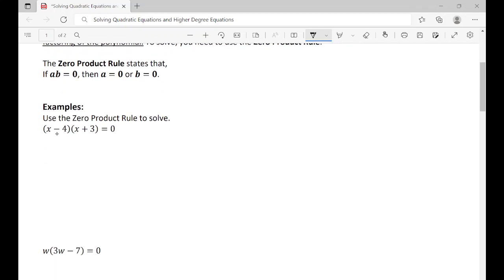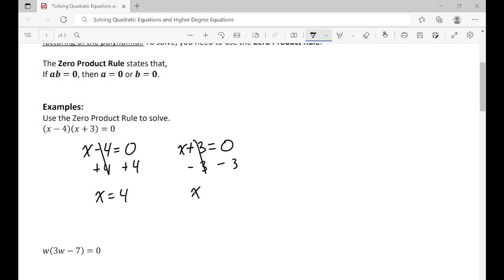So we have x minus 4 times x plus 3. So this term, x minus 4, is multiplied by this term, x plus 3, and is equal to 0. So what we can do is take each one individually, x minus 4, set it equal to 0, and x plus 3, and set it equal to 0. And from here we can just solve: add 4 over to both sides, and x equals 4; subtract 3 from both sides, and x equals negative 3. And these are the two solutions to this equation.